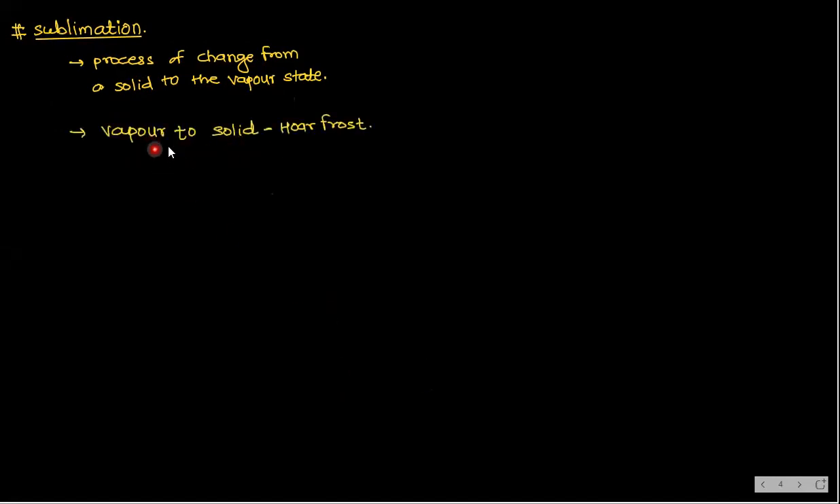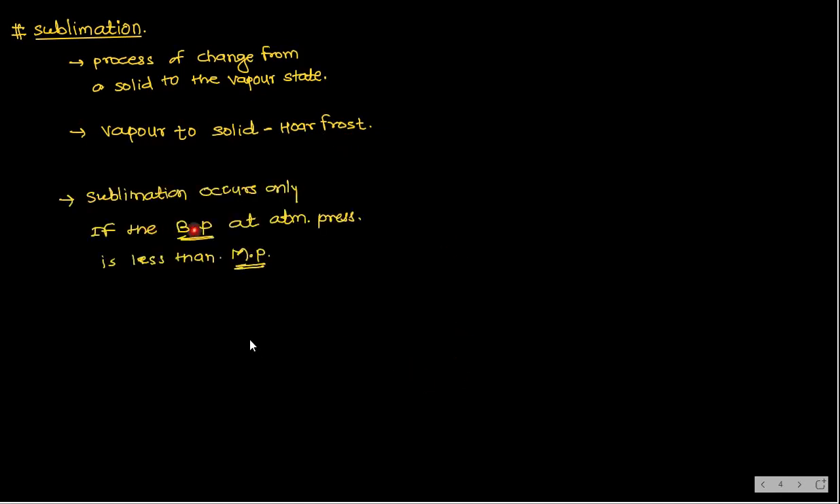So let's move ahead. Now, next one is sublimation. What is sublimation? Process of change from a solid to the vapor state. Direct from solid to vapor. For example, ice to direct steam. This process is called sublimation. Next, vapor to solid, direct from steam to ice. That is nothing but what? Deposition, or permafrost as he says.